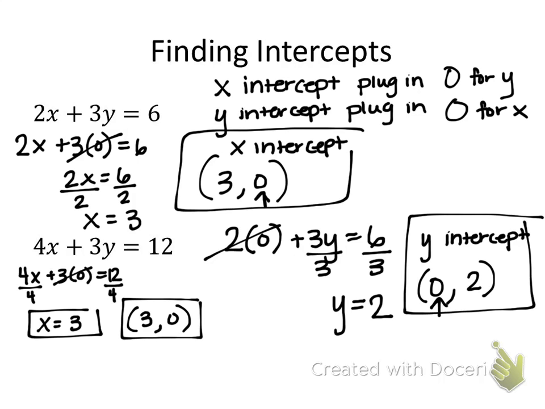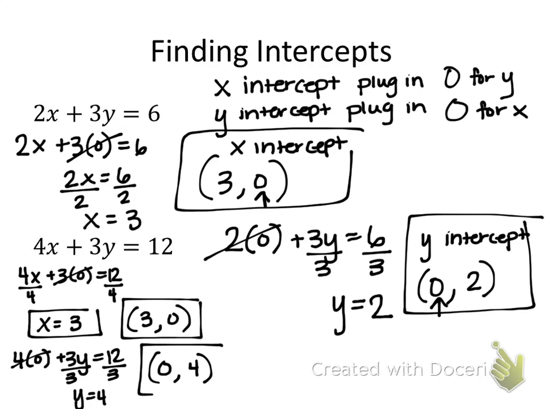Okay, now let's find the y-intercept. So I'm going to plug in a 0 for x. Cancel this out. I know I need to divide both sides by 3, and I get y equals 4. So I write it as an ordered pair. What did I plug in for x? 0. And what did I get for y? 4. So here are my x and my y intercepts. Okay? So that's how you find the intercepts.